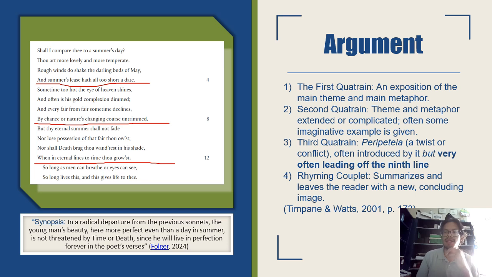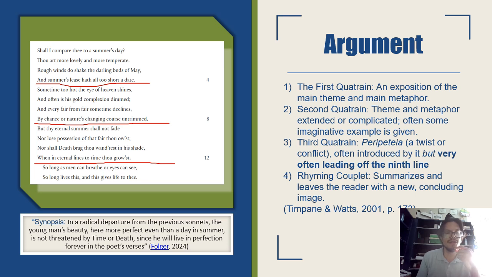Okay, the second quatrain gives us a theme and metaphor extended or complicated, and often some imaginative example is given. So he's talking about this summer's day, and he's comparing the beauty of this person to a summer's day, which he thinks is quite beautiful. And then he goes into the second quatrain, and he's going to talk about some problems with a summer's day.